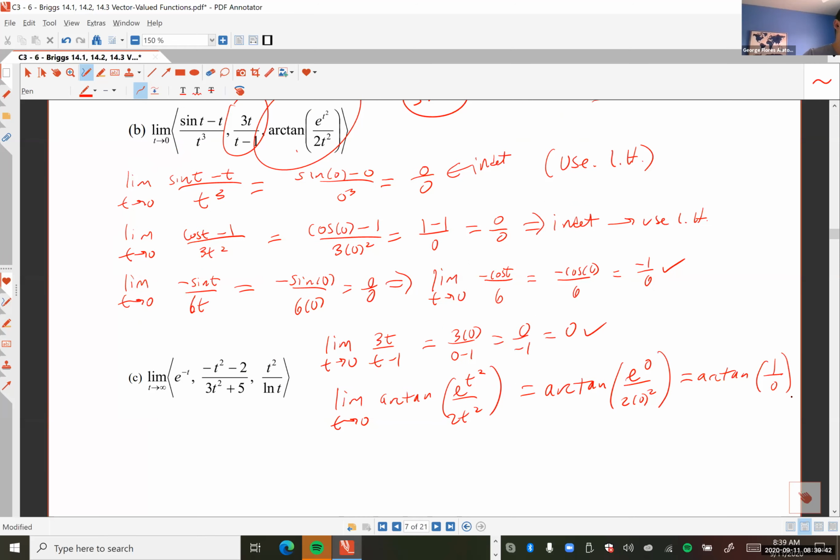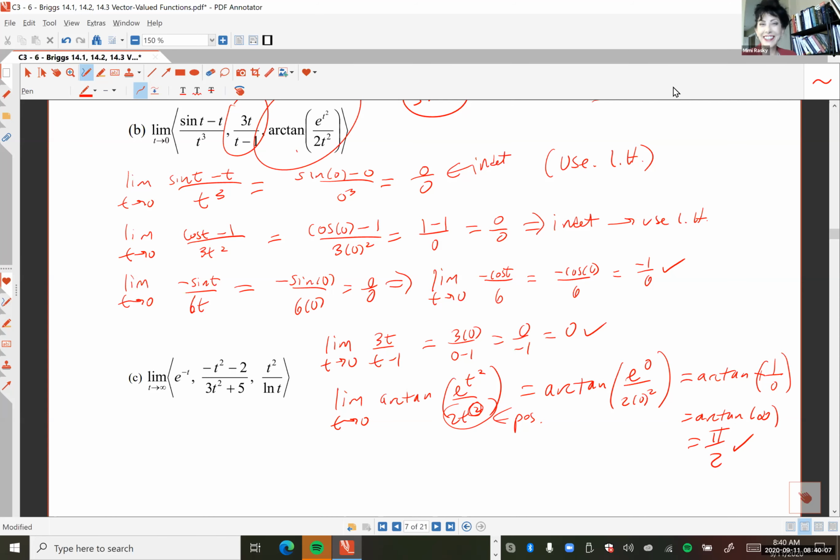1 over 0 is infinity. Yeah, now how do I know it's not negative infinity? And I'll give you a hint. This is going to be a positive number. So it's like positive 1 over 0. So you're going to get arctan of infinity, but now what? That's pi halves.